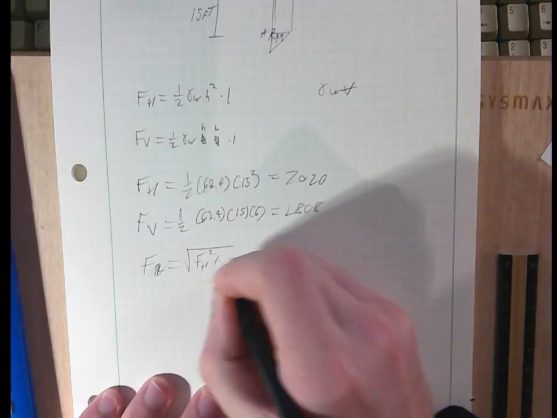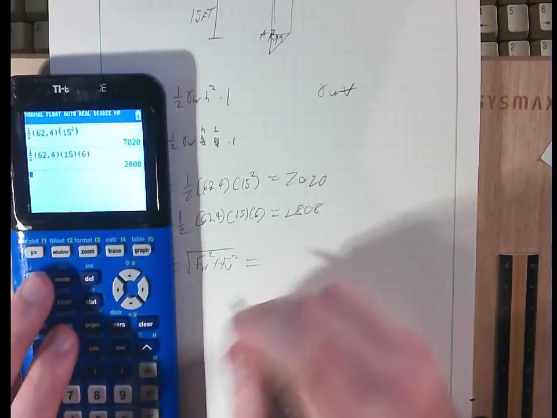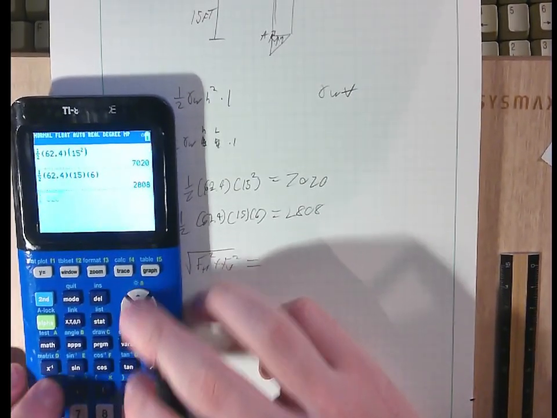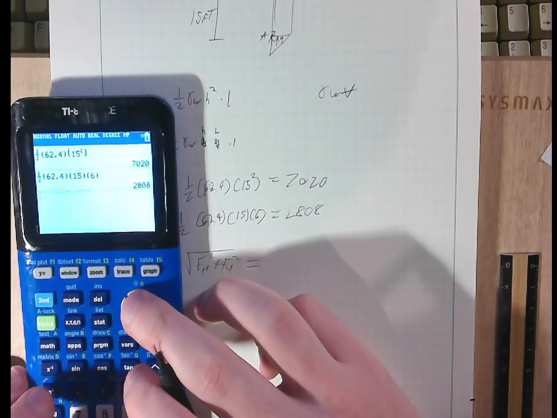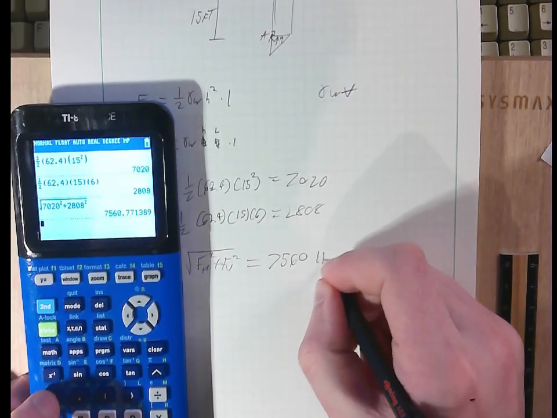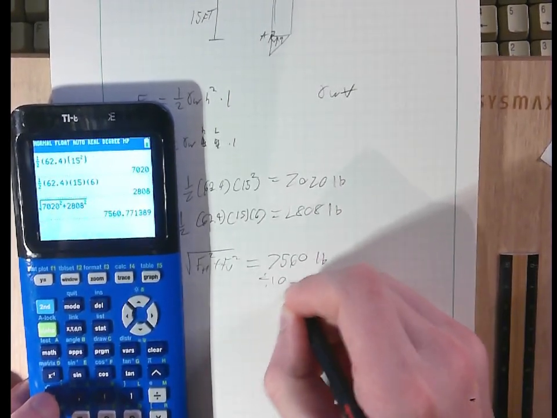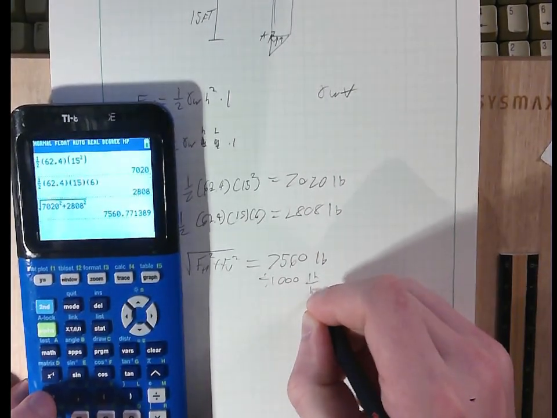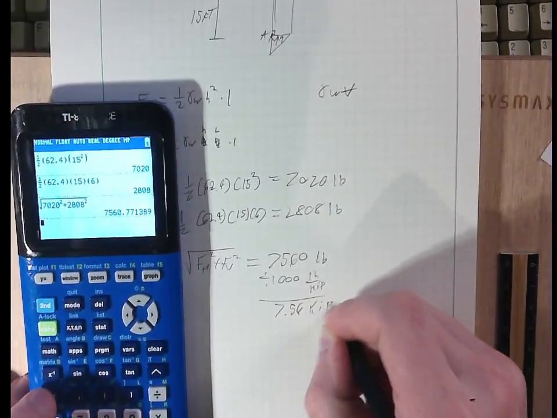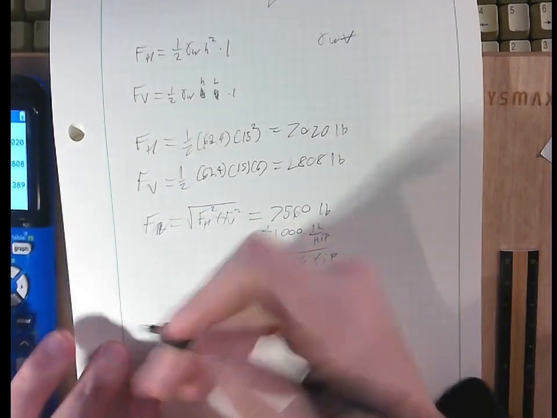F equals the square root of FH squared plus FV squared. So if we just take the square root of 7020 squared plus 2808 squared, we get 7560. And what is this going to be? Pounds. These are all in pounds. So divide this by 1,000 pounds per kip. We have 7.56 kip. And the next thing it asks us is, what is the angle here?